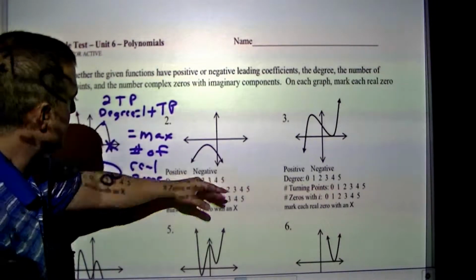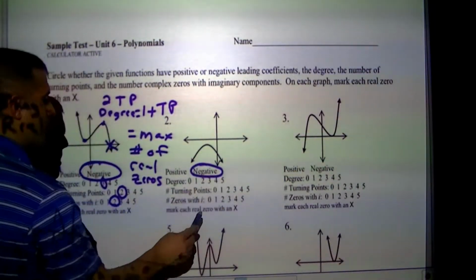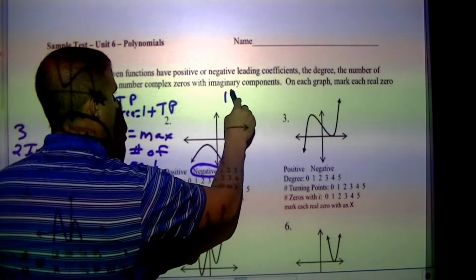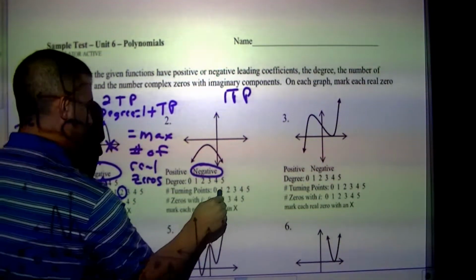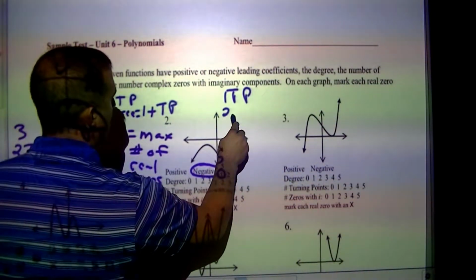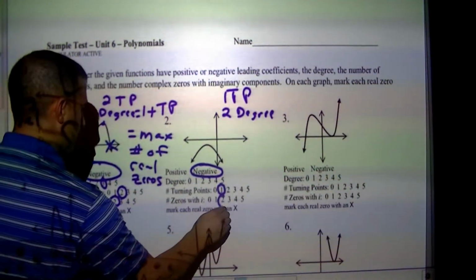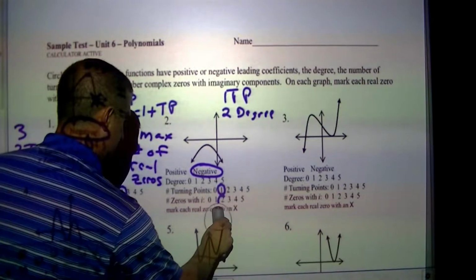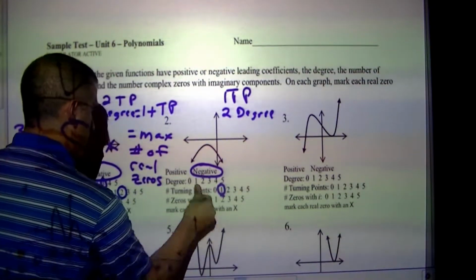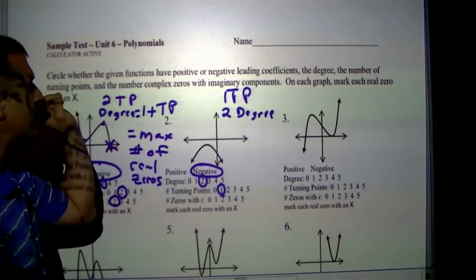This is going to be negative, once again, because these are going down. I've got 1 turn point, which is right there. Go ahead and circle that. That means if I have 1 turn point, I'm going to have 2 degrees. Whoops, that's not what I wanted to circle. 2 degrees, all right? That means if I have 2 degrees, I can have max 2 zeros.